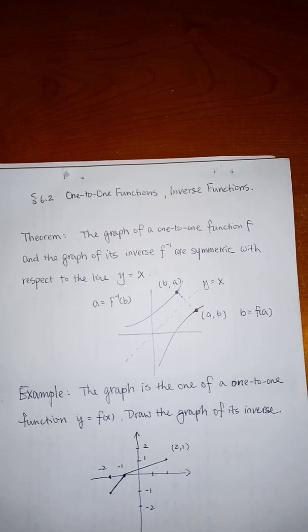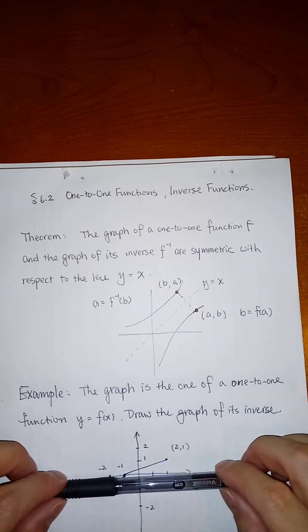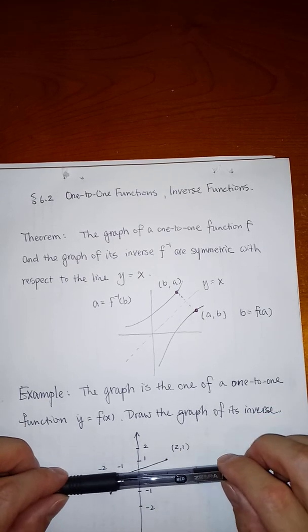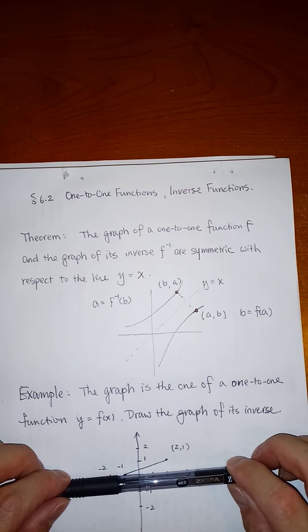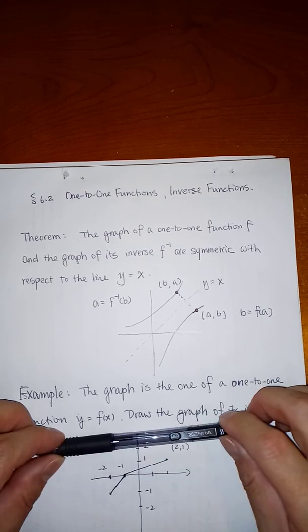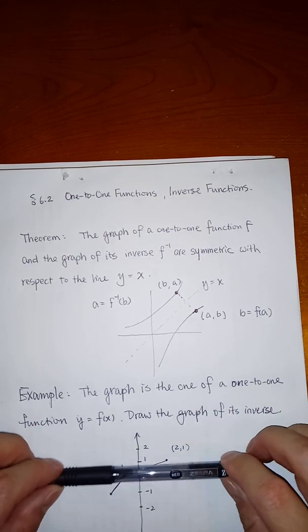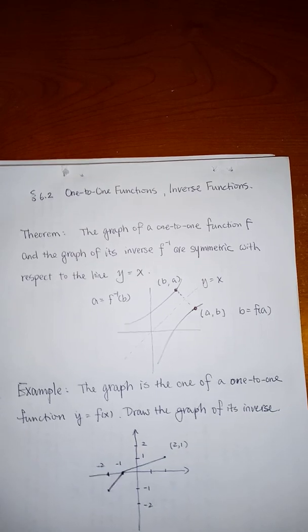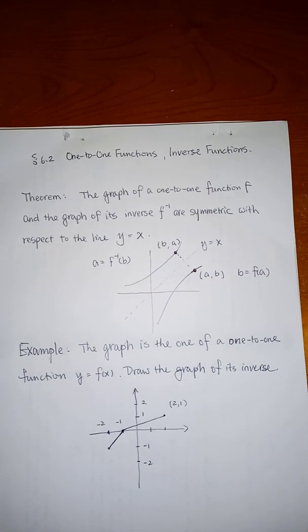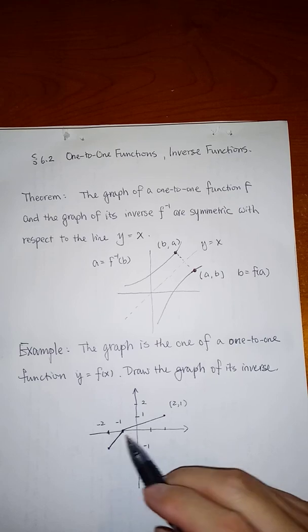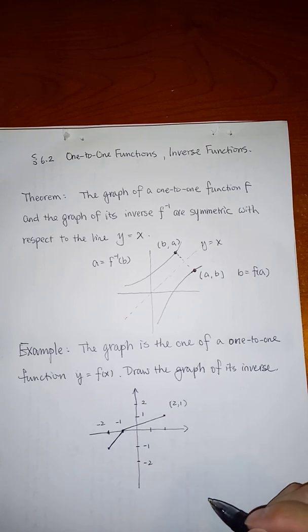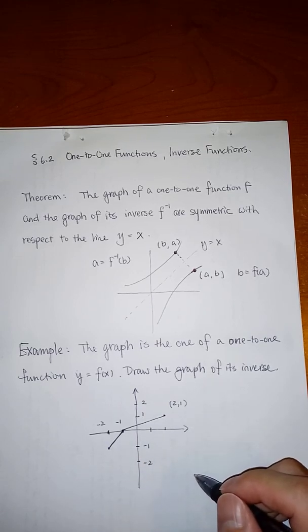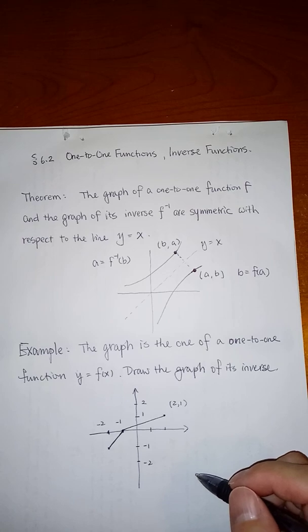It's one-to-one. Why is it one-to-one? You use a horizontal line to intersect the graph, and you have at most one intersection point. Here it has one, here it has nothing, here it has nothing, here it has one. It's always at most one. So this is the graph of a one-to-one function. We only know this; we don't care about the formula. We want to sketch the graph of the inverse. How do we sketch it?